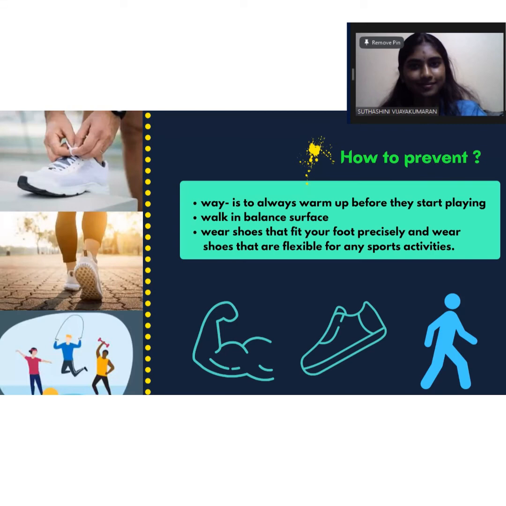And lastly, keep in mind to wear shoes that appropriately fit your foot. Wearing shoes that are flexible for any sport activity is very important. Wearing an appropriate shoe is a fundamental part of caring for your foot. You should wear a flexible shoe, not a loose or very tight shoe, because otherwise an ankle sprain may occur whenever you play football. I think these are the examples of how you can prevent yourself from an ankle sprain.